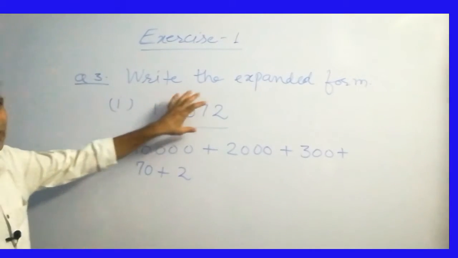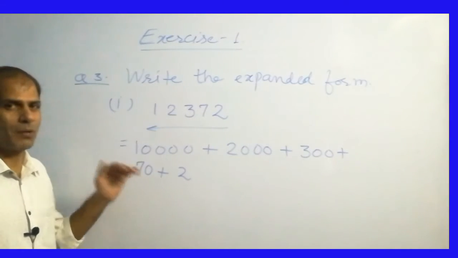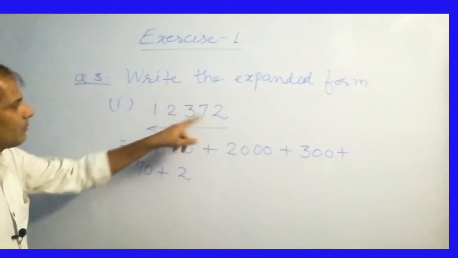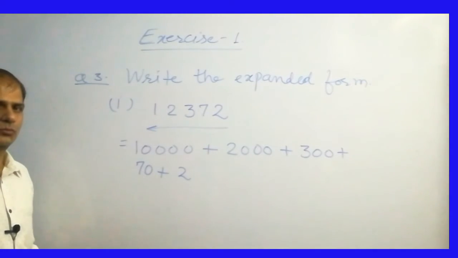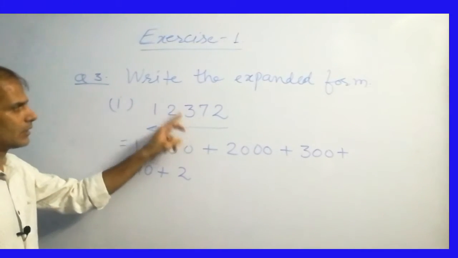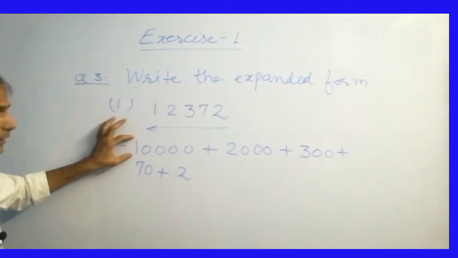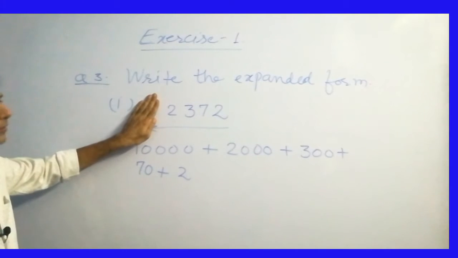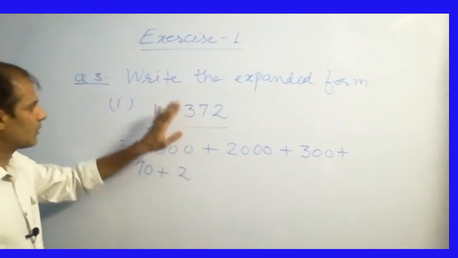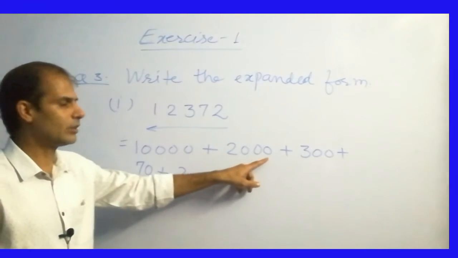If you understand the pattern of this question well, how to solve it, then the remaining questions of this type will be solved easily. Okay, this number is 12,372. Alright, now we consider 1, then 2, 3, 7 and 2. So first we will consider 1. Write 1. And how many digits are there? 4 digits. So we'll write 4 zeros. Put plus sign. Then consider 2. How many digits? 3 digits. So write 2 and 3 zeros.